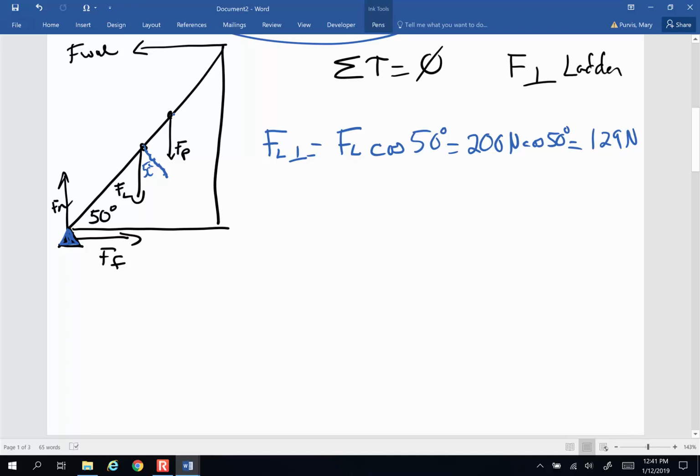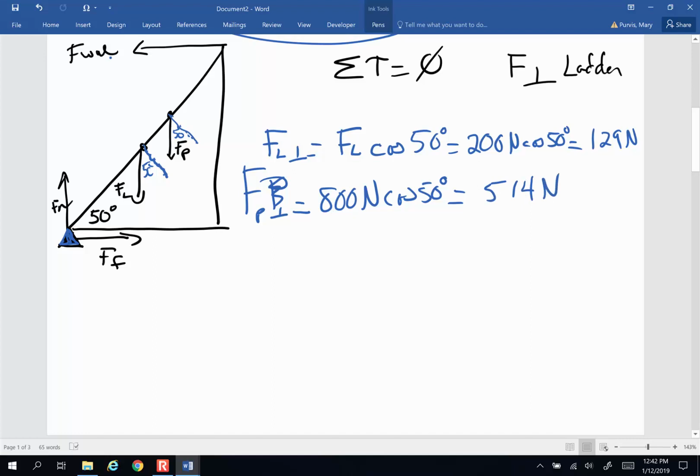Now the force of the person, this is going to be the component of that force that is perpendicular to my ladder. So the force of the person that is perpendicular to my ladder is going to be the force of the person, which I was told is 800 newtons. Again, this is the side that's adjacent to that 50-degree angle, times the cosine of 50 degrees. So the force of the person is going to be 514 newtons.